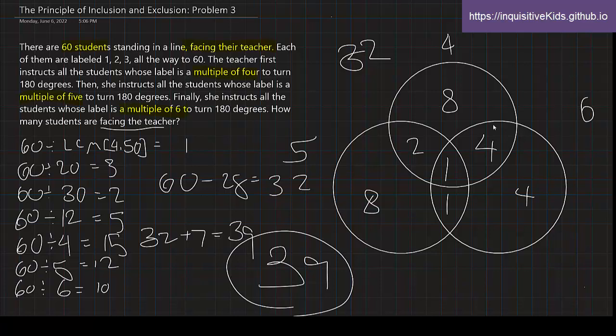Now, the main part of this question where students might make a lot of mistakes is that they forget either the first step of drawing this Venn diagram, or they forget either this 32 or this 7. So that's something you need to pay attention to.